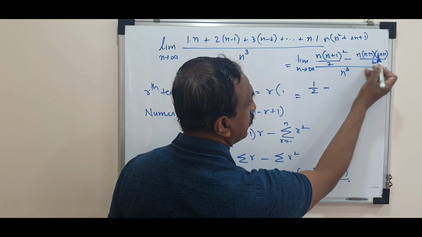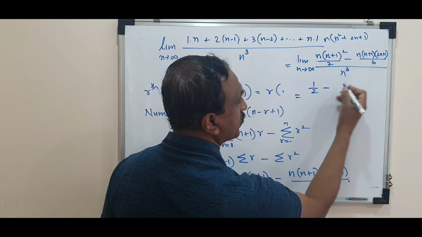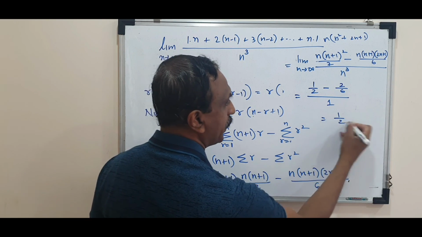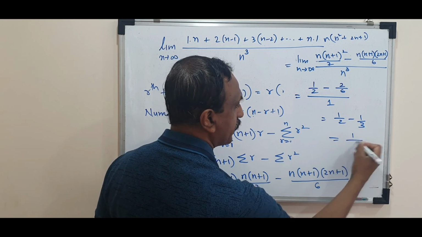When you expand this and this, that is 2n cube divided by 6, so 2 by 6, and here it will be 1. So your answer is 1 by 2 minus 1 by 3. So answer is 1 by 6.